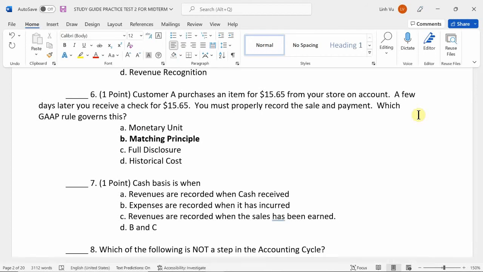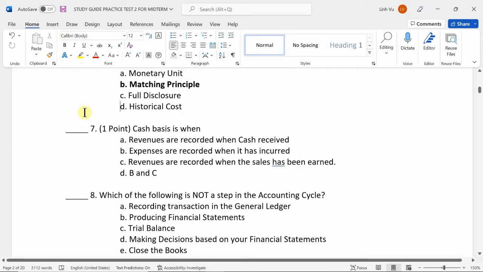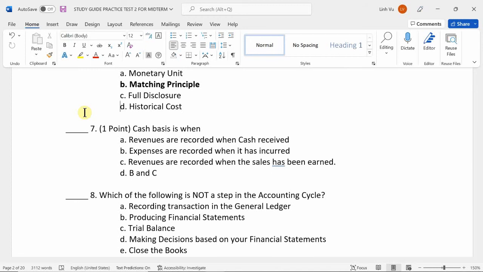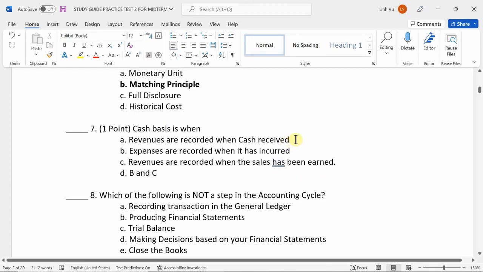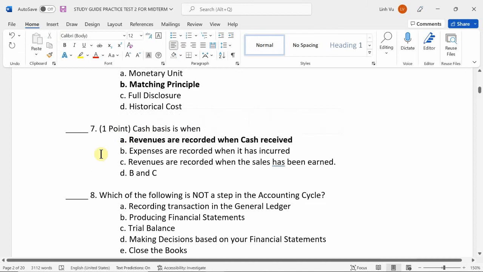Right? Number 7, cash basis is when, okay, expenses are recorded when cash is received. That's not correct. Expenses are recorded when they have been incurred. No. Revenues are recognized when the sale has been earned. And then B and C. So in this case, the correct answer is A, right? When you receive cash under a cash basis. Okay.